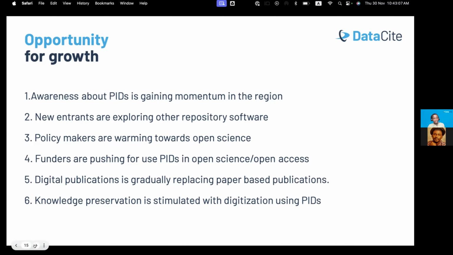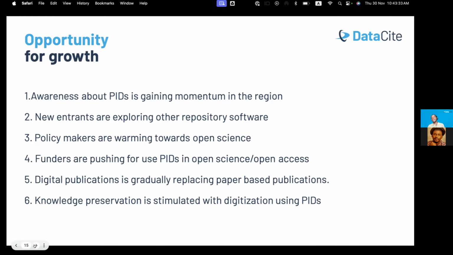There are new entrants that are exploring other repository software, because I've had a lot of cries about what the majority are using: this place is not doing this, it's not doing that. So I say, okay, I've used it also, I've had the experience, but you can still try the modern ones that are coming up. And so things are shaping up in our continent. The policymakers are warming towards open science.